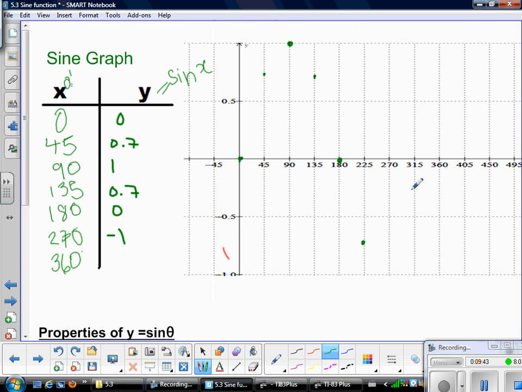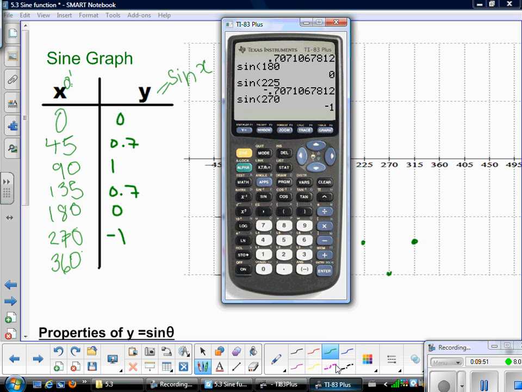And at 315, again, we're going to be at negative 0.7. And then at 360, let's see what happens. So I'll just clear those again. So the sine of 360, I should be back at 0, which I am.